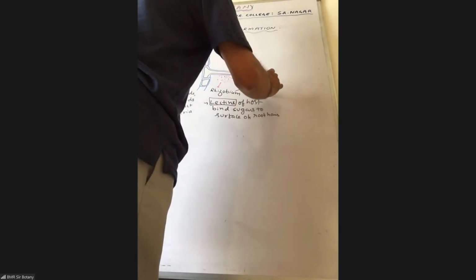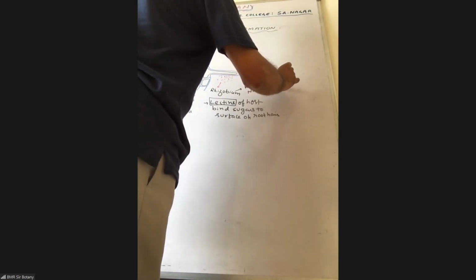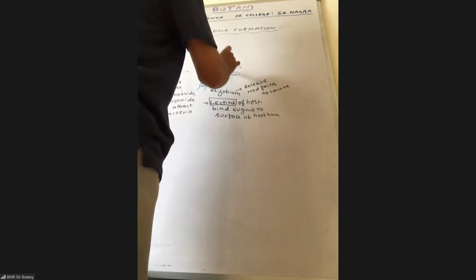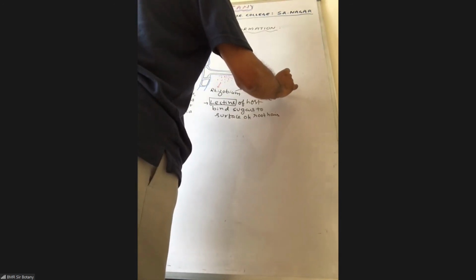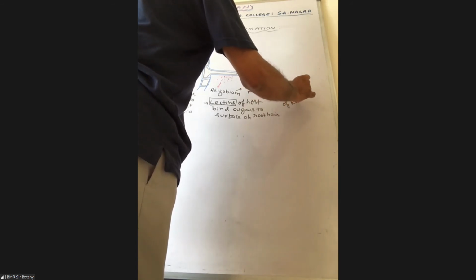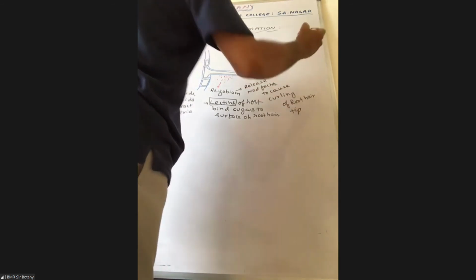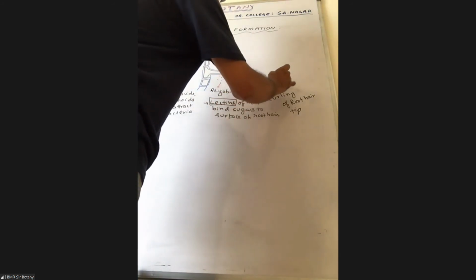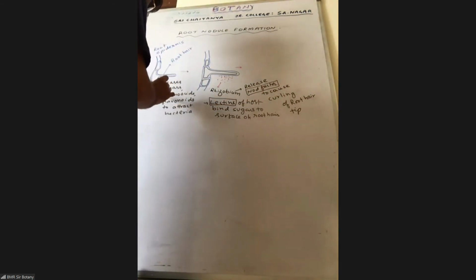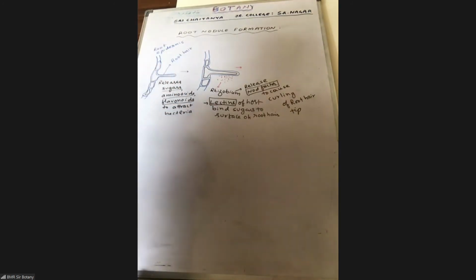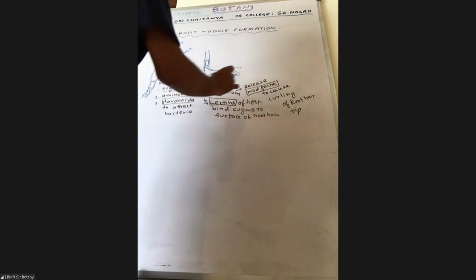To cause curling of the root hair tip. So one more term here to remember, nod factor. Already there were sugars, amino acids, flavonoids, then lectins. Now nod factor. To remember the things: 1 and 2 amino acids, 3 flavonoids, 4th lectins, and 5th nod factor.